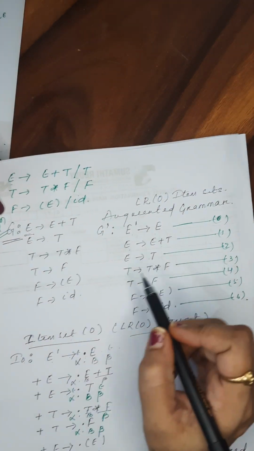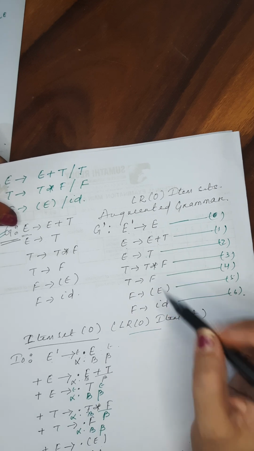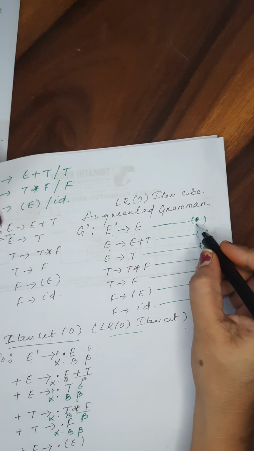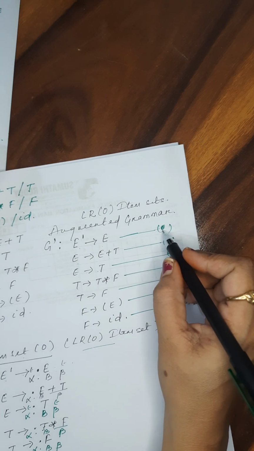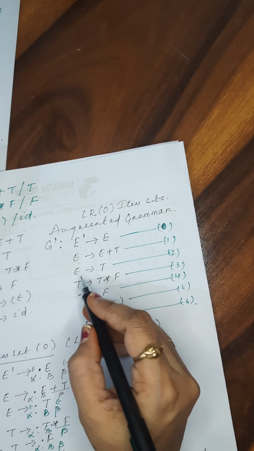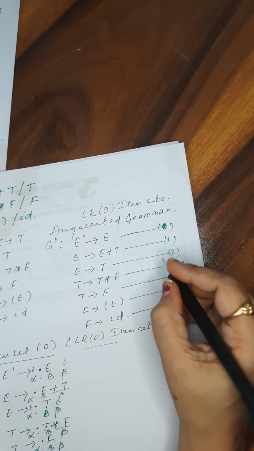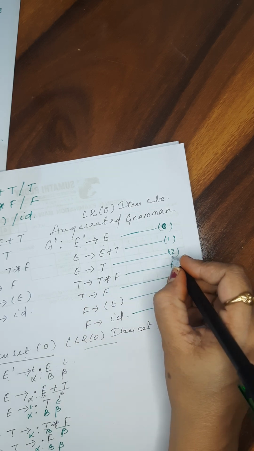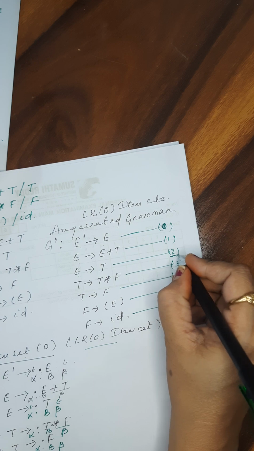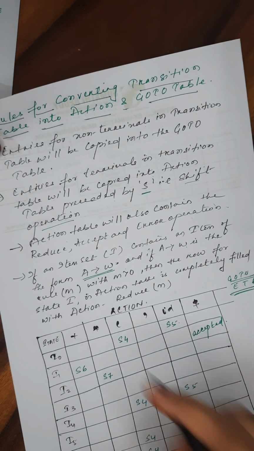E tends to T. Now when we construct the LR0 item set, we number the equations in this form. The augmented grammar has to be your equation number 0. You cannot write it as 1. It is a rule. So what is this? E tends to T. What is the rule number? That means rule number is your equation number. So what is the value of M over here? 2. So what is the rule?